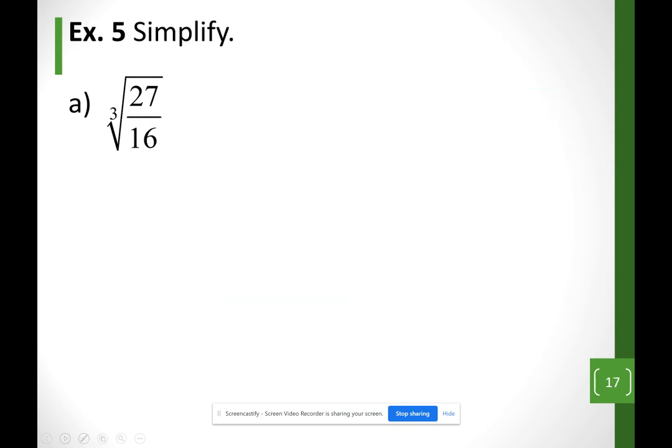Now let's work on this one. I'm dealing with cube roots now. First of all, let me start by breaking it into a fraction of two radicals. I have this as the cube root of 27 and the cube root of 16. I'm dealing with cubes, so make sure you know your perfect cubes.